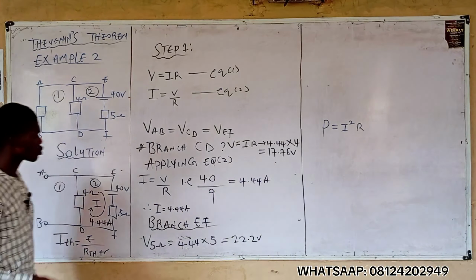the next thing to do is to draw the circuit in terms of voltage. This is our A, B, C, D, E, F. For branch CD, the value of voltage for branch CD, we have 17.76 volts. For branch EF, the initial voltage was 40, given from the question. The new voltage obtained, 22.2 volts.